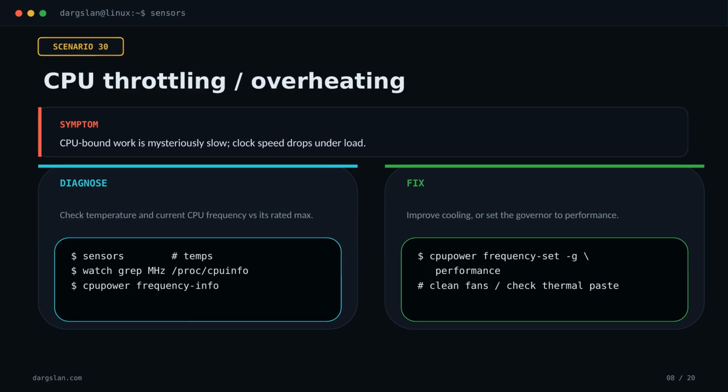Speaking of physical bottlenecks, sometimes the CPU itself is throwing in the towel. If your compile jobs or number crunching workloads have quietly gotten slower over the months, the silicon may be overheating and dialing back its own clock to protect itself. Run sensors to check temperatures, then watch the MHz column in /proc/cpuinfo under load. If you're sitting well below the rated max, that's thermal throttling. The fix is physical first. Blow the dust out, reseat the thermal paste. Then make sure the governor isn't stuck on powersave. Flip it to performance with cpupower and you'll get your headroom back.